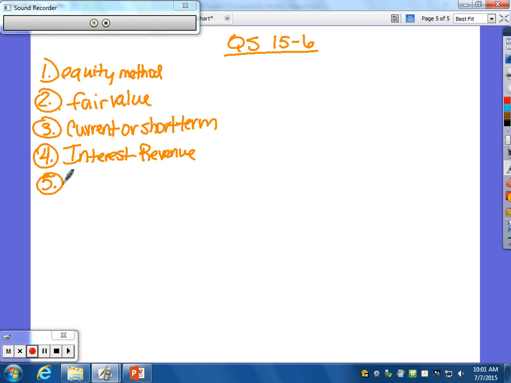Number five. The controlling investor, more than 50% ownership, is called the blank, and the investee company is called the blank. The investor that owns more than 50% is called who? And the company that was invested in is called who? Parent? Yes, and who is the investee company? Subsidiary. Yes, parent and subsidiary.